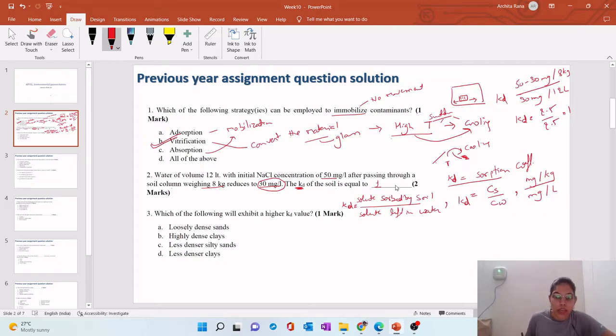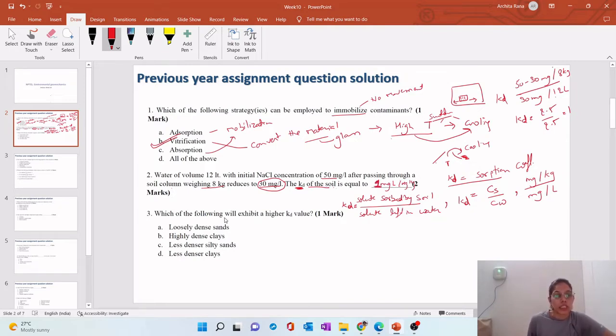So the unit is liter per kg, because the liter comes up and the kg comes down. So 1 liter per kg is the KD of the soil, or the sorption of the soil. So the answer is 1.